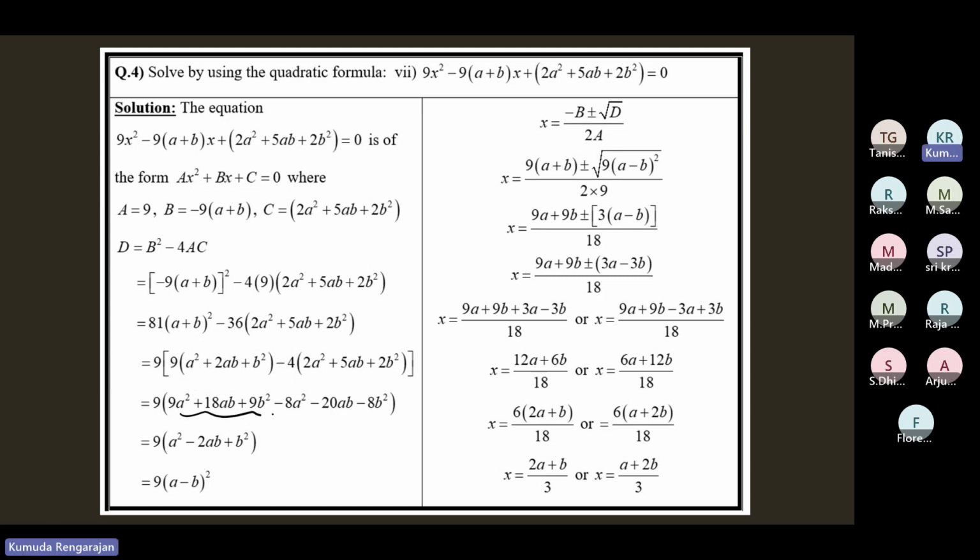Then simplify. In the bracket, you have like terms, simplify the like terms. And you get a square minus 2ab plus b square, which is a minus b the whole square.